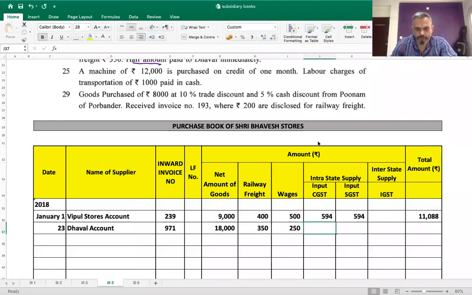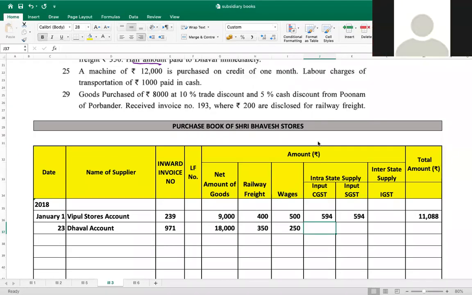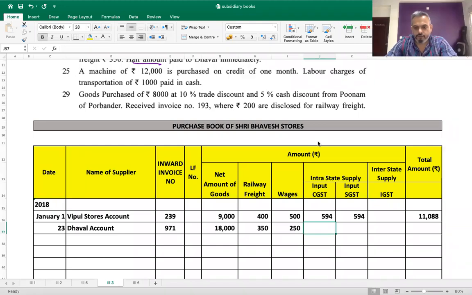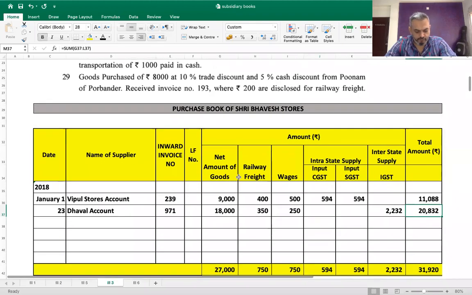Now do the total on calculator. 18,000 plus 350 plus 250, 18,600 directly. 12% of it comes to 2,232. And then do the totals. It comes to 20,832.